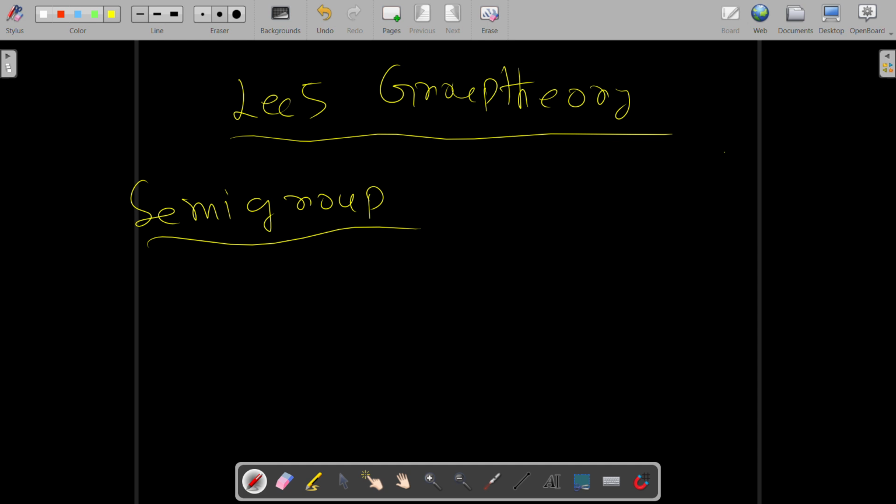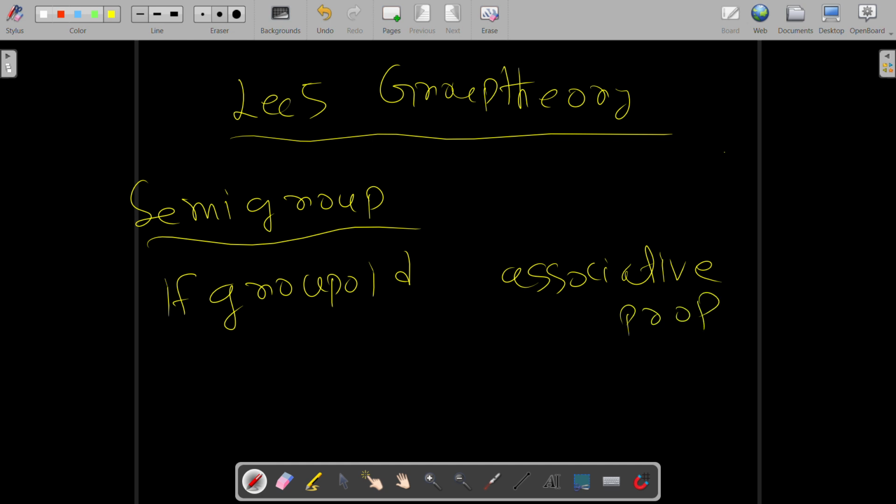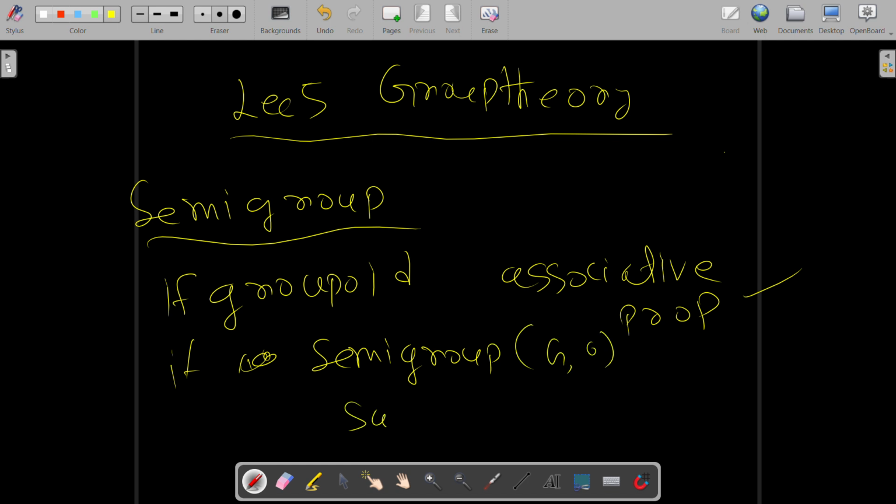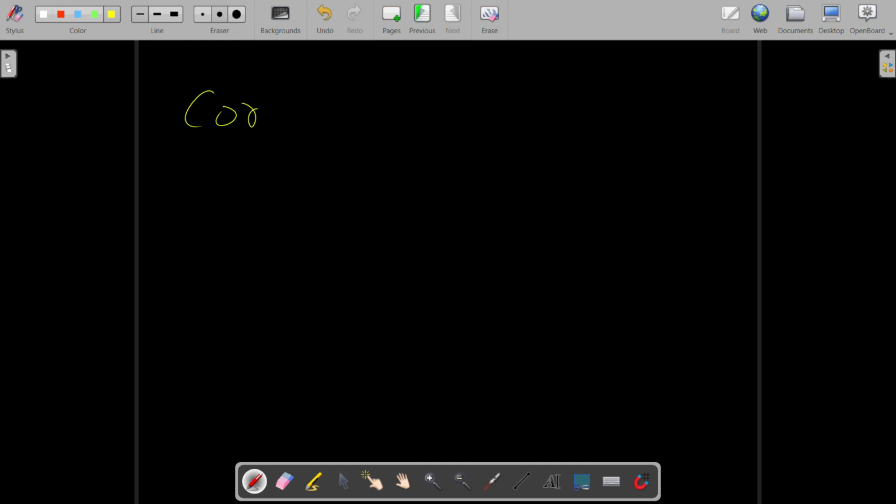See, if a groupoid satisfies the associative property, then it's called a semigroup. If a semigroup, say G naught, satisfies the commutative property, then it's called a commutative semigroup. Let me give some examples.